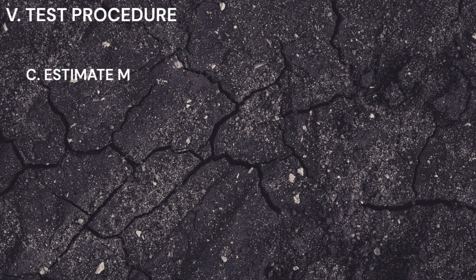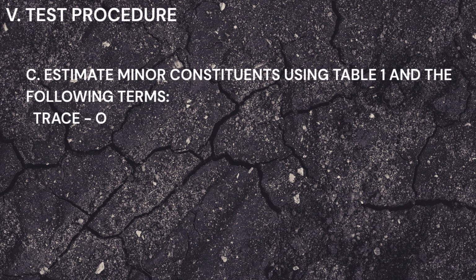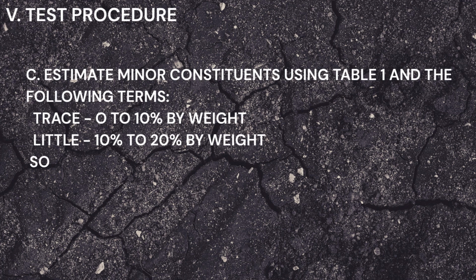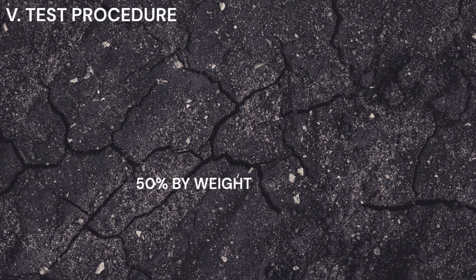Estimate minor constituents using Table 1 and the following terms: trace, 0 to 10% by weight; little, 10% to 20% by weight; some, 20% to 30% by weight; and 30% to 50% by weight.